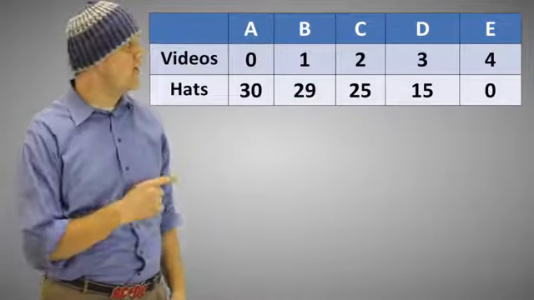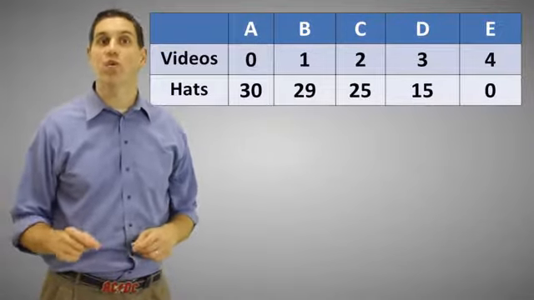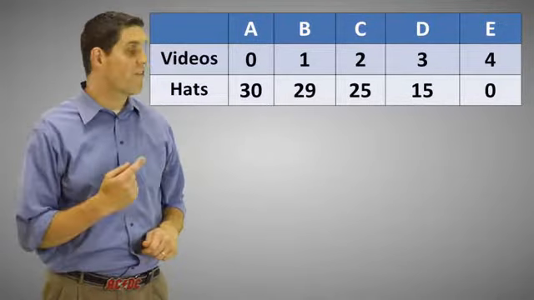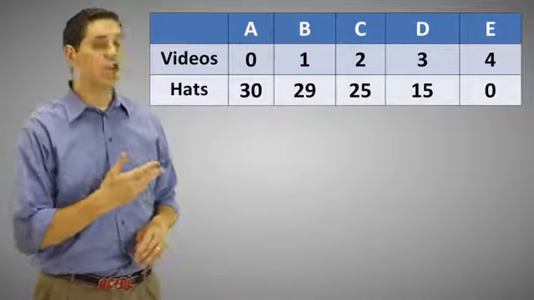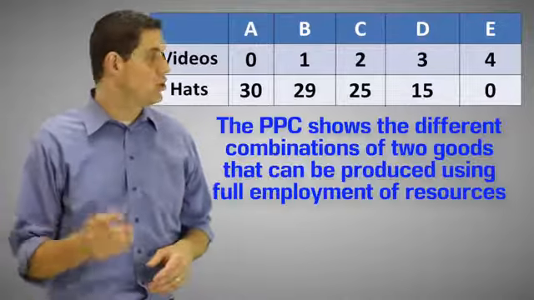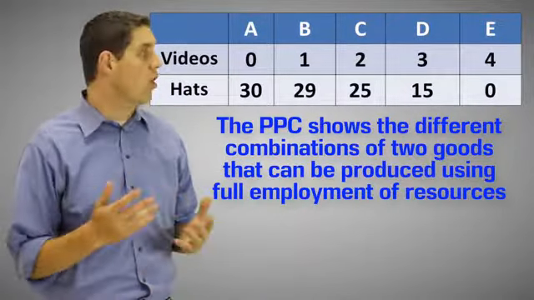As you can see from the chart, if I spent all my time working on hats, I could produce 30 hats in a week. Yo, what's up, bro? If I spent all my time and resources making econ videos, I could make 4 videos. But as you can see, I wouldn't be able to make any hats. So this chart shows my production possibilities. It shows me the different combinations of hats and videos that I could make using all of my resources.